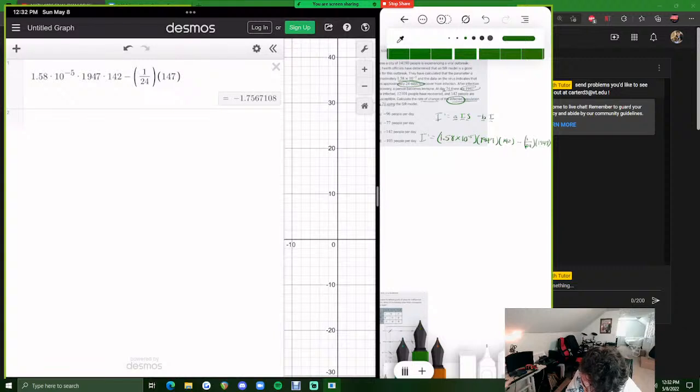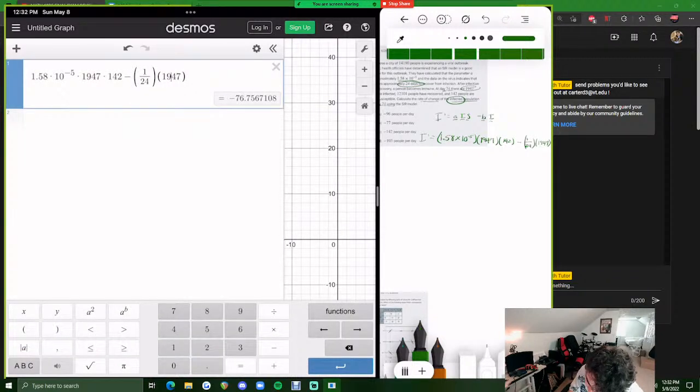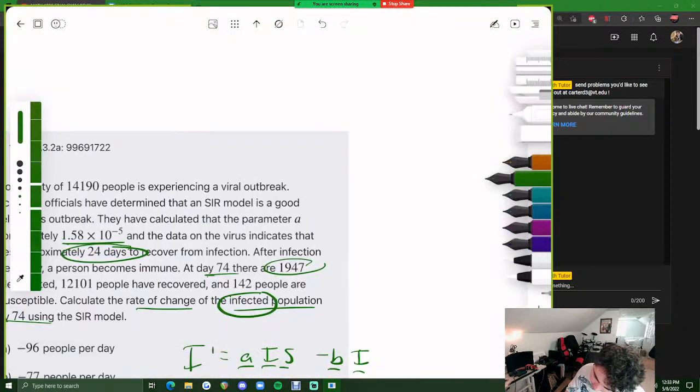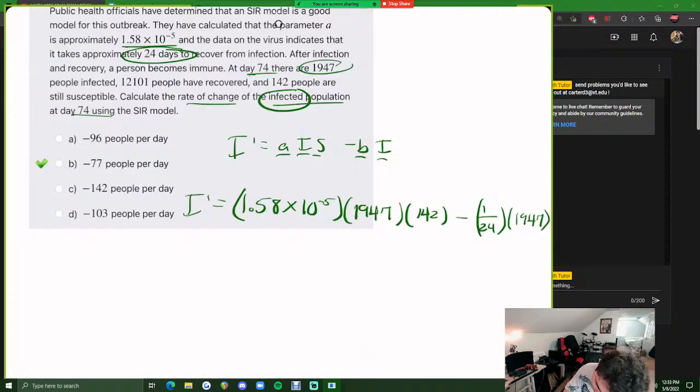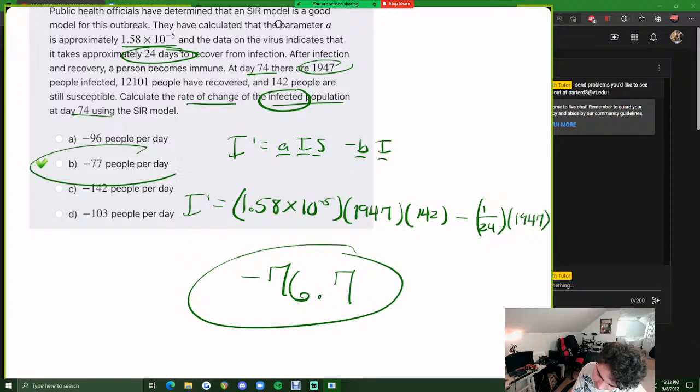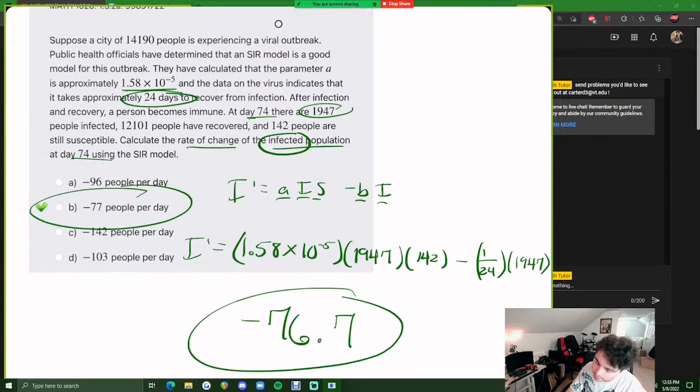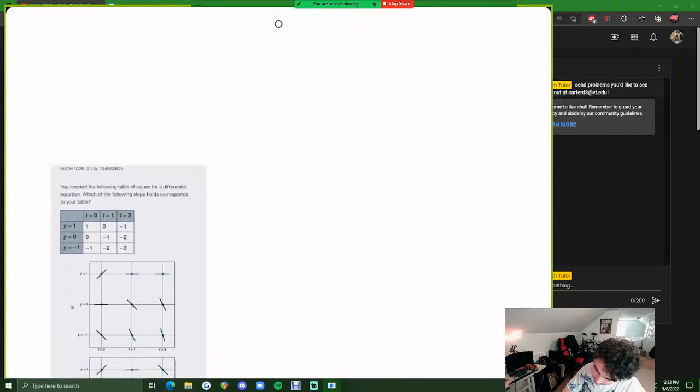All right. Yeah, I missed the 19 and the 47. And as a result, we get negative 76.7. So negative 76.7 is about negative 77 people per day. All right, let's keep it rolling.